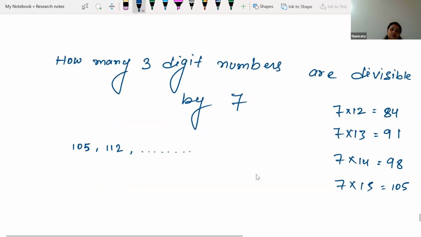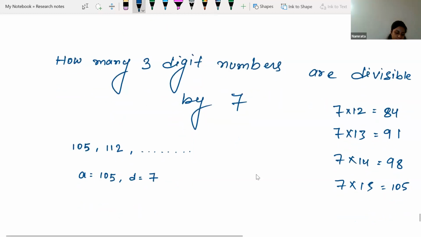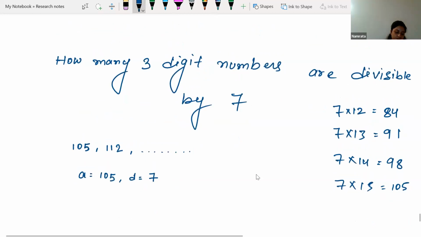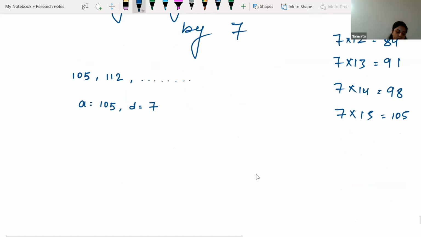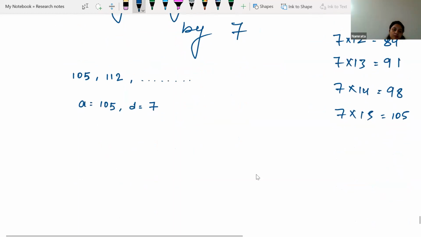Now what? We know A, that is 105. We know D, that is 7. Anyone? What to do after that?